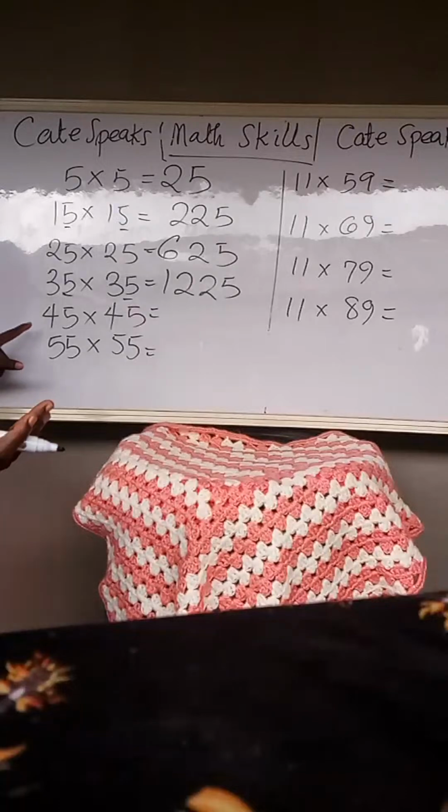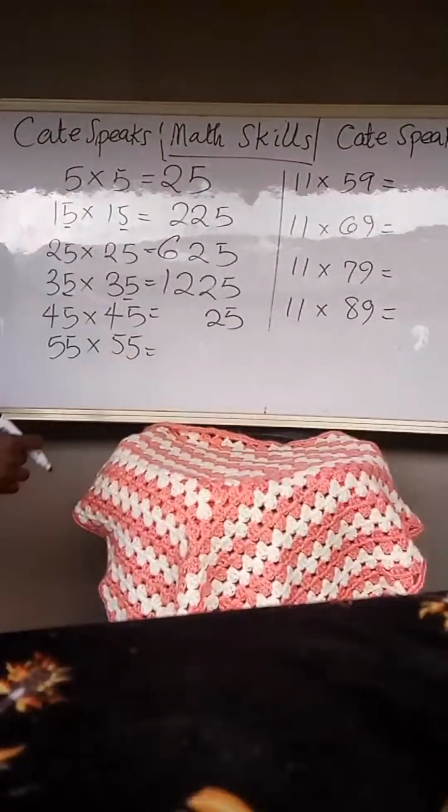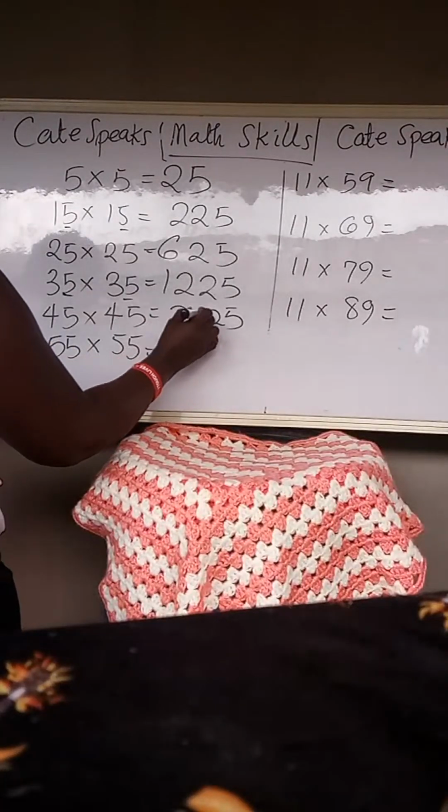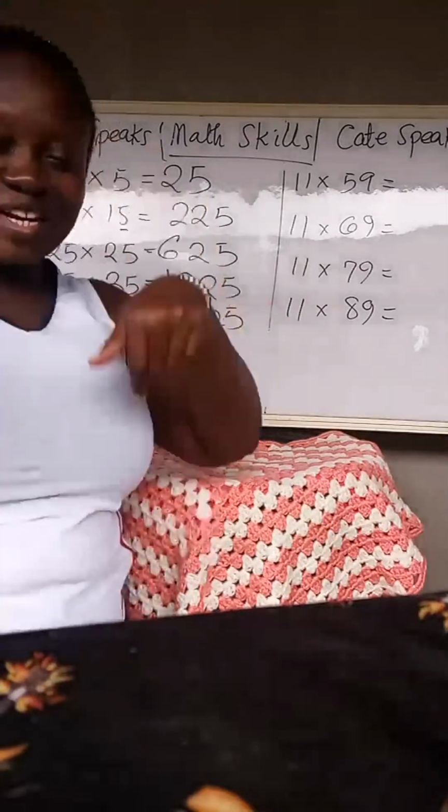Okay, can you see the skill? Let's go. 5 times 5 again is 25. 4 times 4 is 16. 16 plus 4 is 20, which makes 45 times 45 to be 2025.